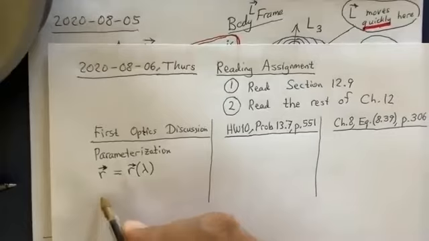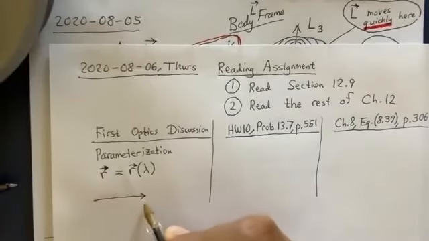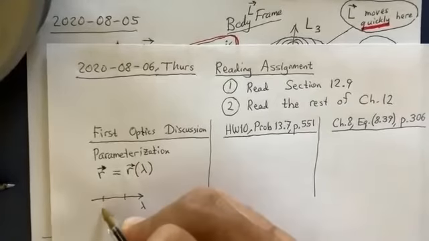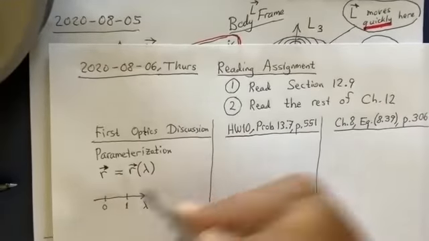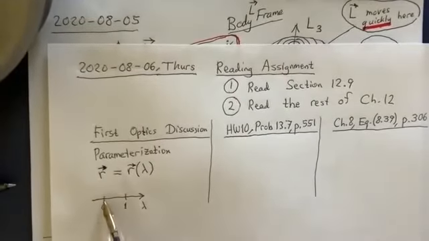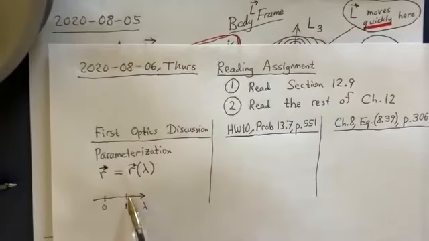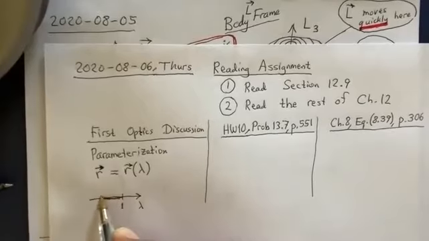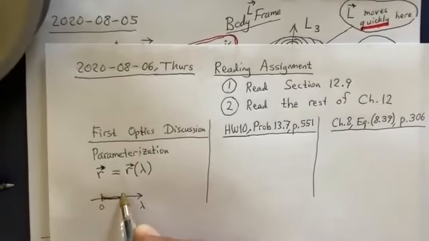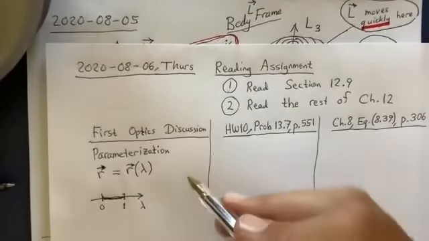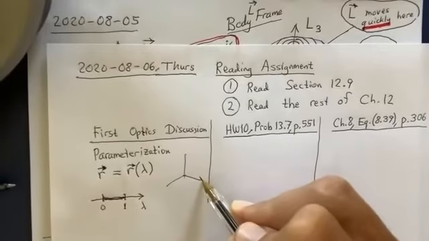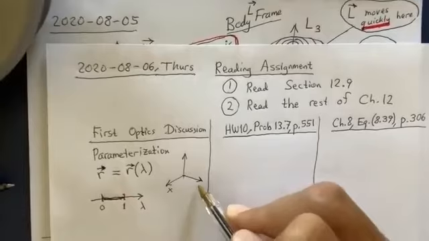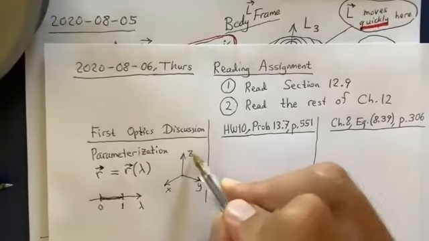Okay, so that means there's a lambda axis. Here's a lambda axis. In particular, we chose two. Here's a lambda axis. Here's the origin. There's 0. Here's +1. We're going to use this interval. Okay, so this is a mapping to a three-dimensional space like this.